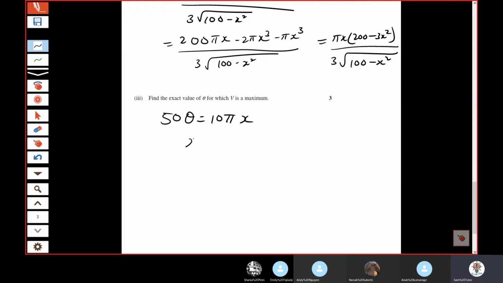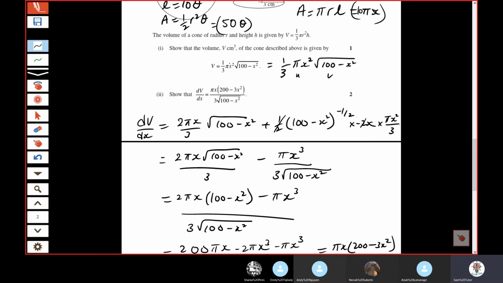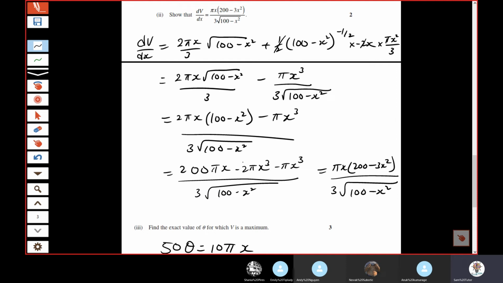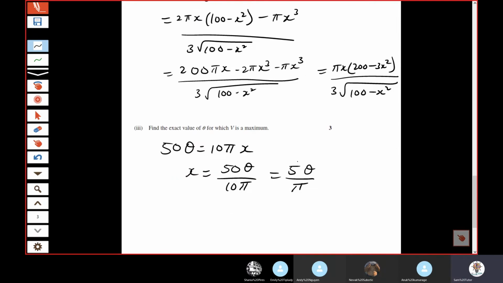Now that we have x in terms of theta, which is 5 theta on pi, we can go up and sub it into here and differentiate. Or we could use our knowledge, like I said, of rates of change. The smarter one is rates of change. The more complicated one is sub this back in and then differentiate.